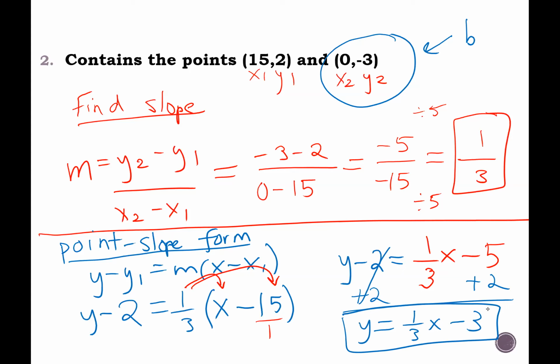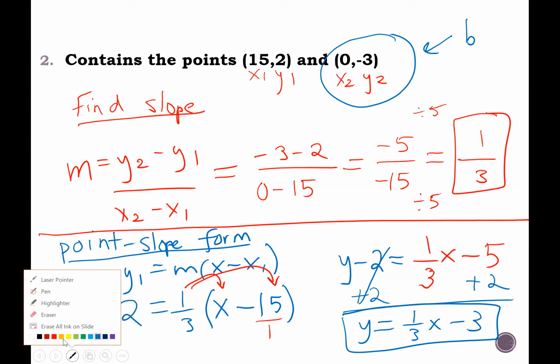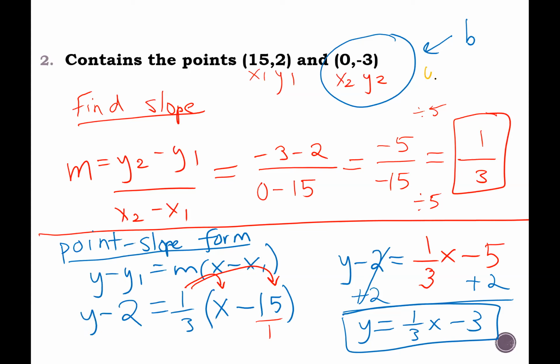Now, I want to go back to the observation we made earlier about this point (0, -3). We kind of already knew what b was. So a slightly shorter way of doing this would be, after you find m, after you find the slope, you can take that 1/3 and plug it in for m, and then you would just take negative 3 and plug it in for b. So you could just go straight to the y equals mx plus b equation. y equals mx plus b.